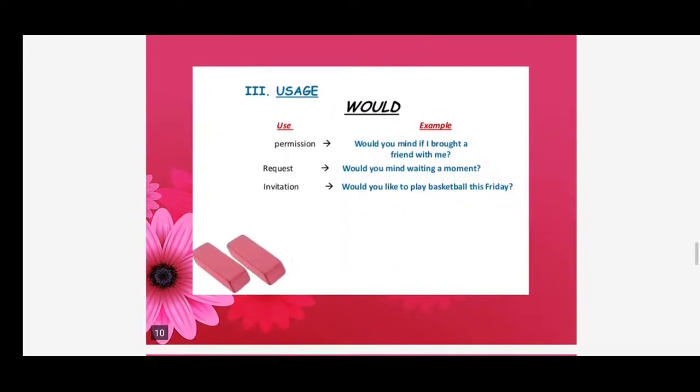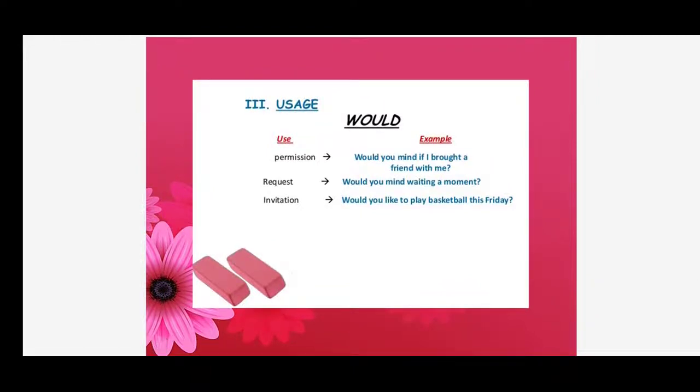Now we'll talk about would. So usage first. So we use would whenever we ask for permission. That is very formal. Remember, could and would, they are very formal ways to ask for permission. Next is for request, and next is for invitation. Let's read it with the examples.